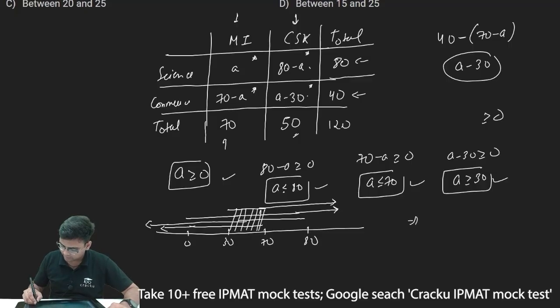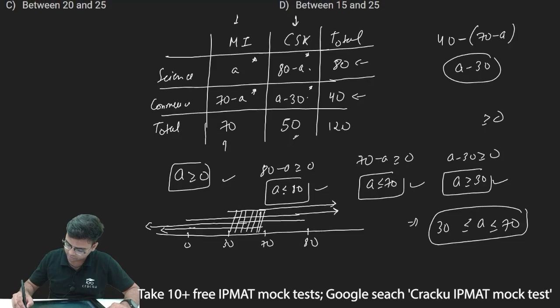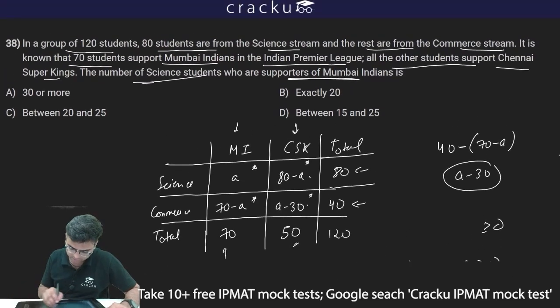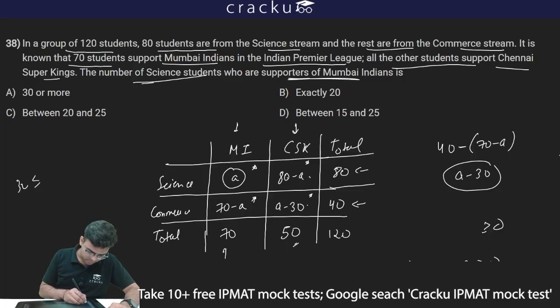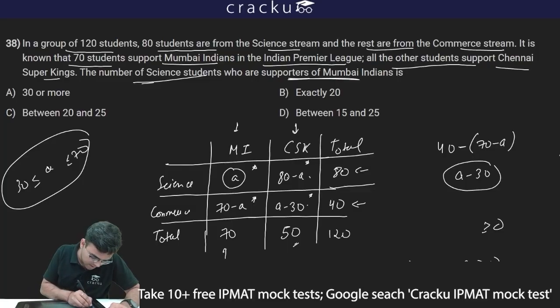Thus I can say the value of A can be greater than or equal to 30 and less than or equal to 70. And therefore if I have to find out the number of science students who are supporters of Mumbai Indians, which is A, it should be greater than or equal to 30 and less than or equal to 70. Number of science students who are supporting MI should be within this range, and the only option which satisfies is 30 or more.